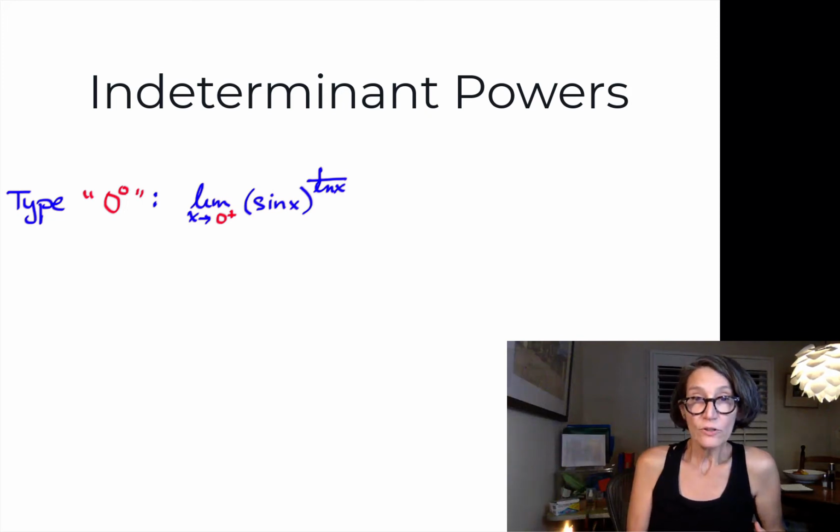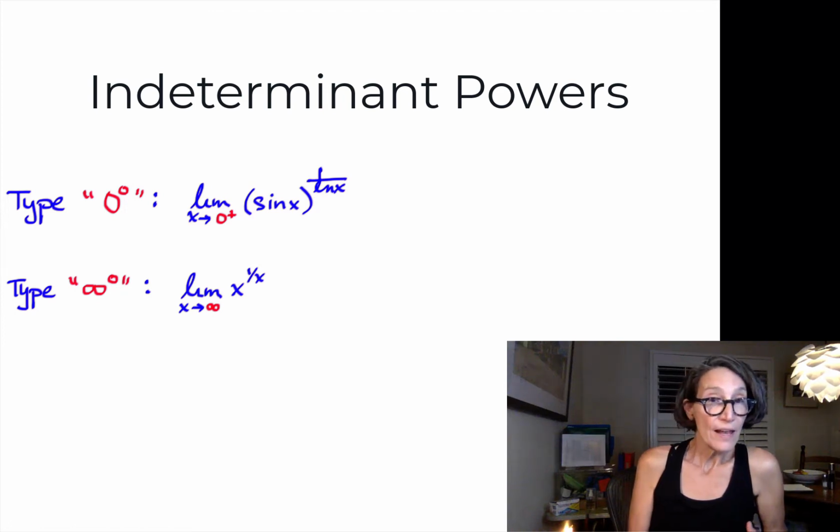So another indeterminate power is type infinity to the 0. So the base is getting arbitrarily large while the exponent is getting infinitesimally small. So for example, the limit as x approaches infinity of x to the 1 over x. So x is getting arbitrarily large, but 1 over x is getting small. So that's an indeterminate form.